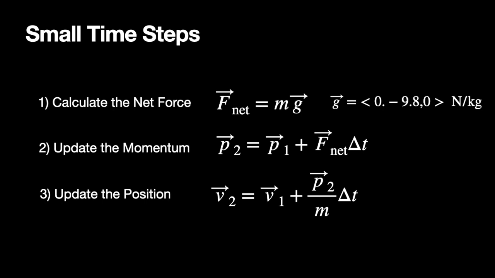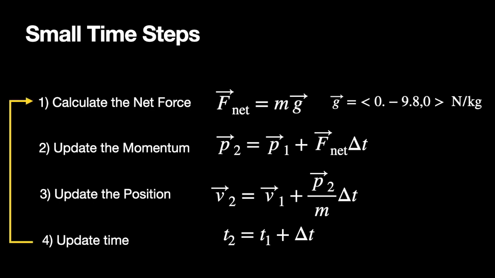Okay, that should be r2 equals r1. I said update the position. So I'm sorry, update the time: t2 equals t1 plus delta t, so you have to do that too. Now I need to go back and do the whole thing over again. And I just keep on doing these steps over and over again until I get whatever I want, right? That's the idea of a numerical model.